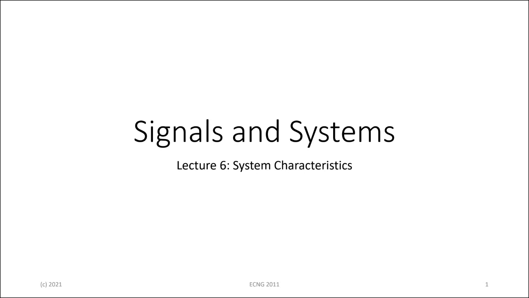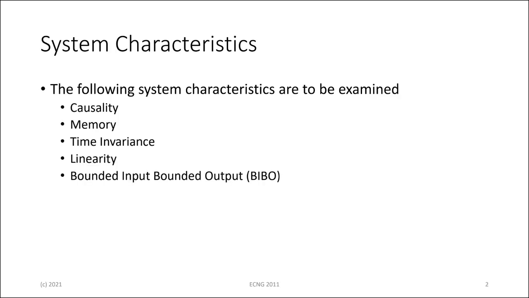Now we're talking about the system and some terms that will appear here and in other parts of your program from time to time. The terms that you're going to hear are causality, memory, time invariance, linearity, and bounded input, bounded output. Those are how we characterize the types of systems that we will normally deal with.